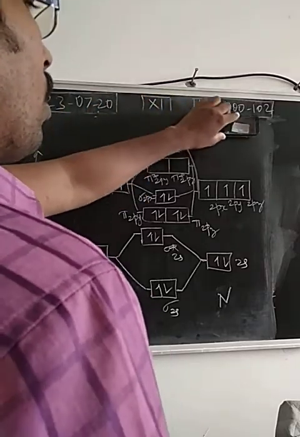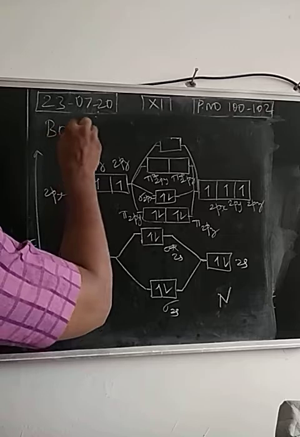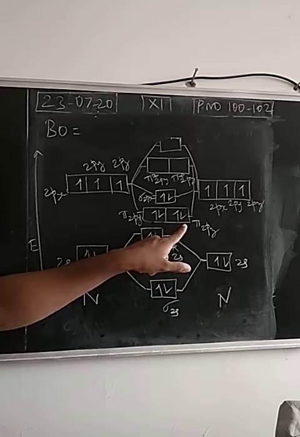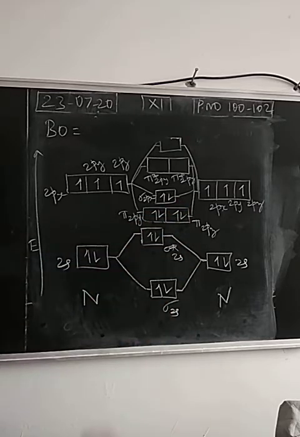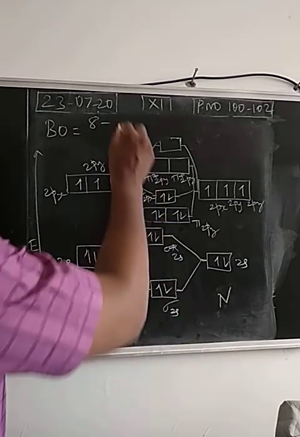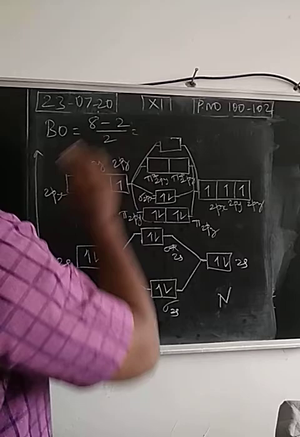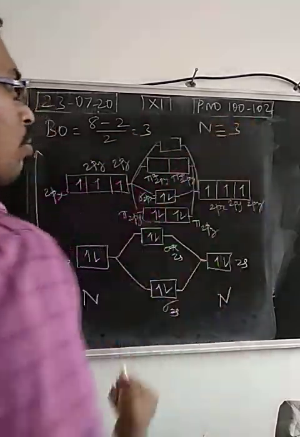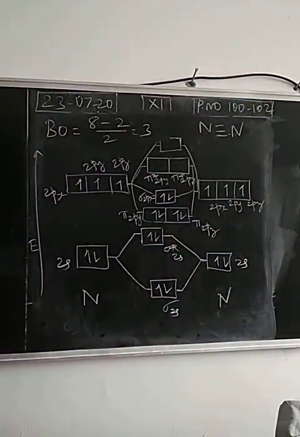Next we may calculate the bond order. Bond order is equal to the number of electrons in bonding minus the number of electrons in antibonding molecular orbitals, divided by 2. Calculate the total number of electrons in bonding molecular orbitals: 2 plus 2 is 4, plus 2 is 6, plus 2 is 8. So totally 8 electrons are placed in bonding molecular orbitals, only 2 electrons present in antibonding. 8 minus 2 divided by 2. So 6 by 2, 3. Between the nitrogen atoms, we have a triple bond. So bond order represents the number of bonds formed between the atoms in a molecule.